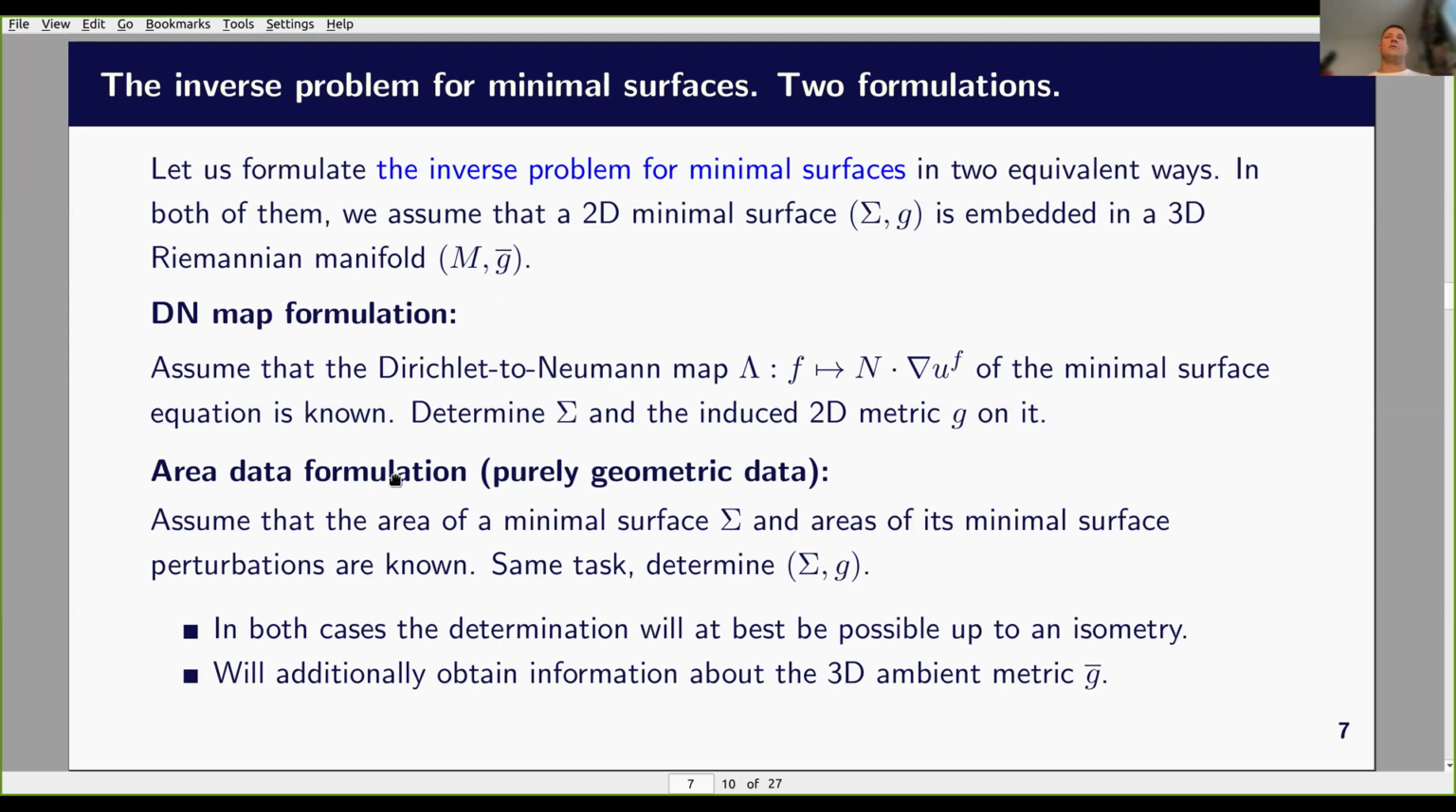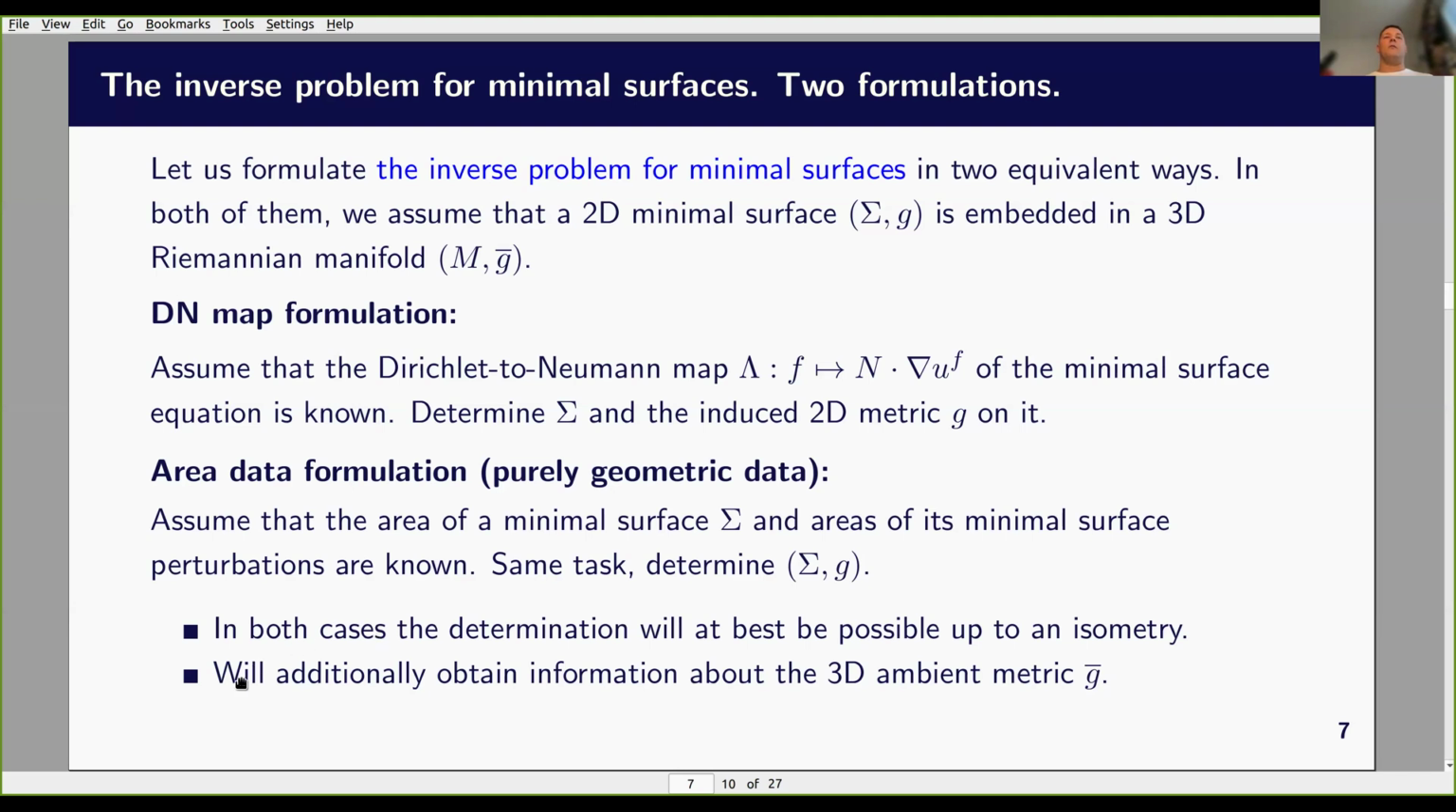Then the area data formulation, which I like to call purely geometric data. It goes as follows, so this is an equivalent way. Assume that the area of a minimal surface sigma, which you try to find, and the areas of its nearby minimal surface perturbations are known, and the task is the same: determine this Riemannian surface sigma, G. This Riemannian surface sigma, G is also a minimal surface. In both of these cases, as I told you, the equations are invariant under isometries, so the determination will be at best possible up to an isometry.